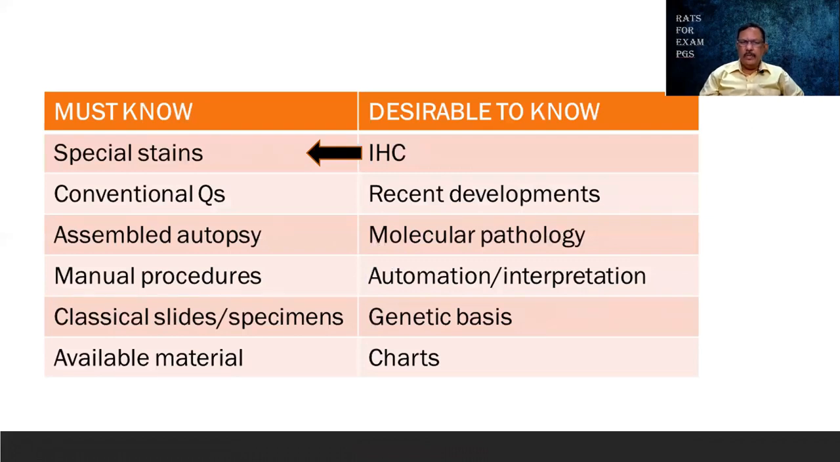Certain things we must know. For example, the special stains, the conventional questions, assembled autopsy, all the manual procedures, section cutting, staining, etc. The classical slides and specimens should be there. Available material: heart, for example, how do you open the heart? What are the various methods? How do you measure the valve? Or what are all the changes in a case of rheumatic heart disease? Where do you look for the Aschoff nodule, etc.? What is pericarditis? Types of pericarditis.